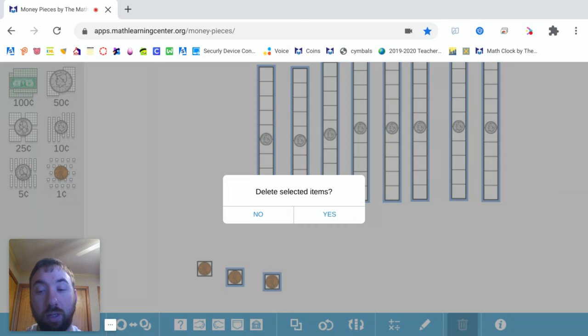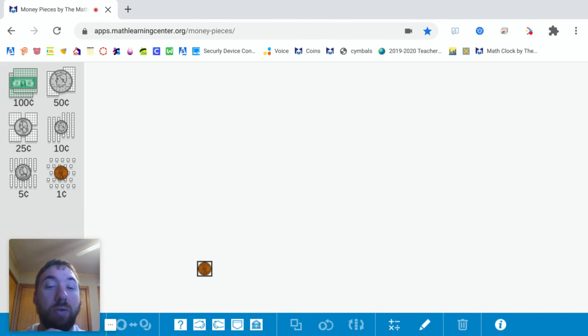Okay. So hopefully now, if you didn't have a great understanding of how to add with dimes, you have a little bit better understanding of how we add with dimes.